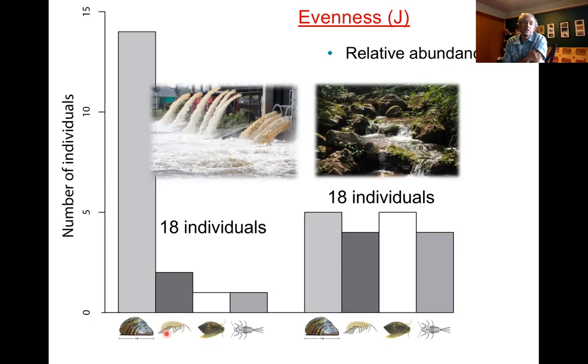So based on that, which would you say is more diverse? Would you say this is more diverse or this is more diverse? Because think about it. In this sample, the vast majority of individuals were all one species. In this one, it was much more balanced. So when we talk about evenness, the more balanced, the more equal the relative abundance of species, the more diverse the site is. So we have 2 components: richness, which is denoted by S, and evenness, denoted by J.